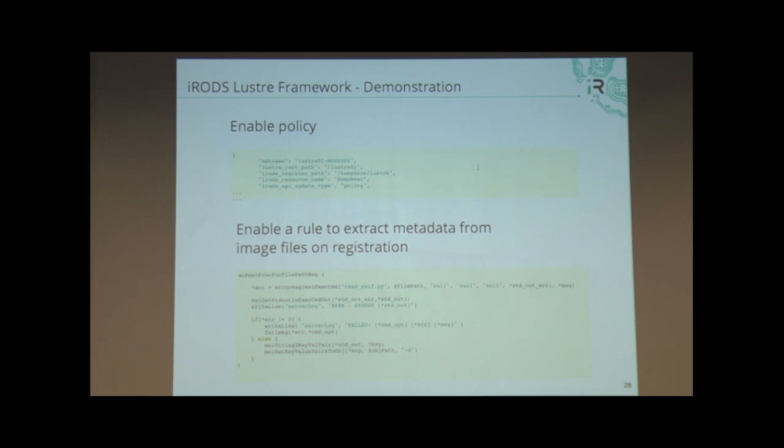It's not the best example because I'm doing an msiExecCmd, which runs an external Python process to get the metadata. In a real system, I would use the Python rule engine and write everything directly in Python or C++ or whatever. But this is just a demo on how you can automatically get metadata from objects that are ingested in iRODS.